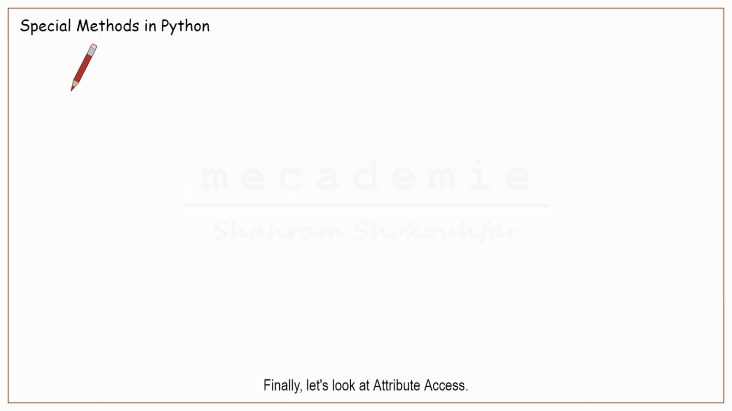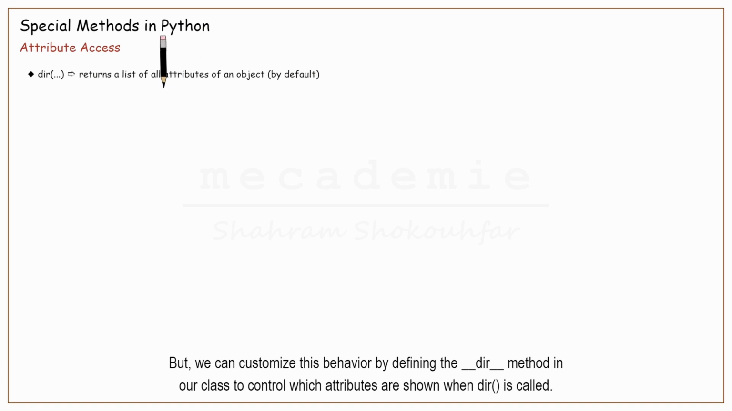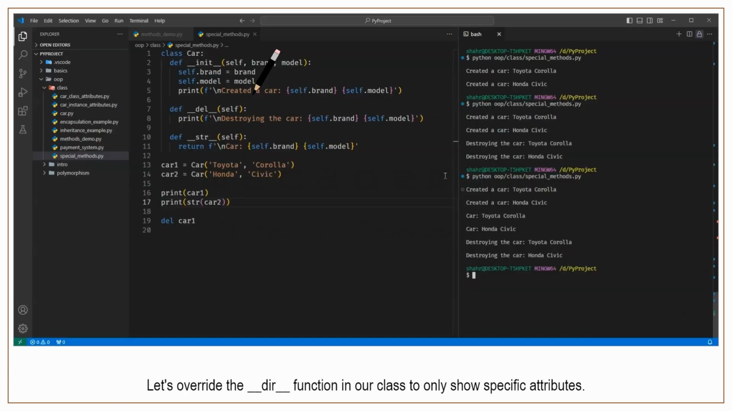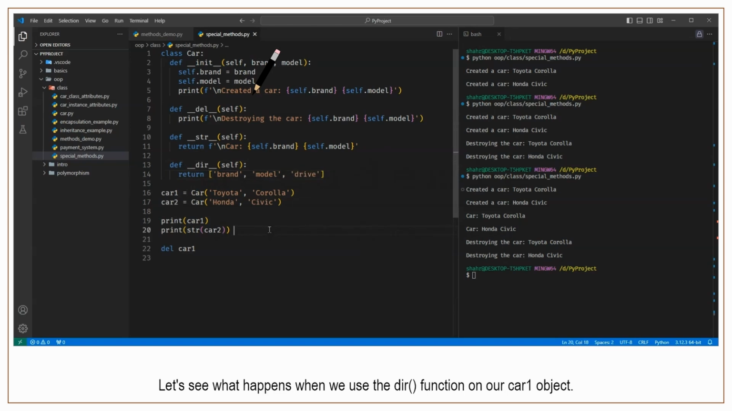Finally, let's look at attribute access. By default, the dir function returns a list of all attributes of an object. But we can customize this behavior by defining the dir method in our class to control which attributes are shown when dir is called. Let's override the dir function in our class to only show specific attributes. Let's see what happens when we use the dir function on our car1 object.